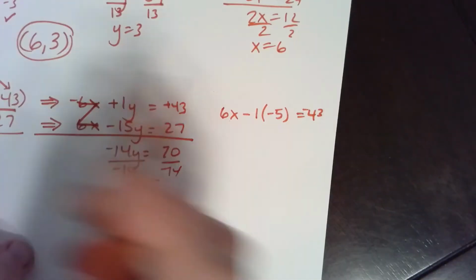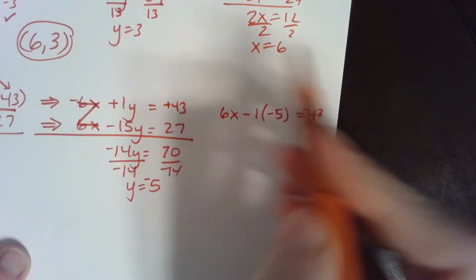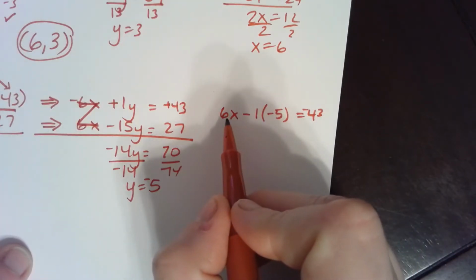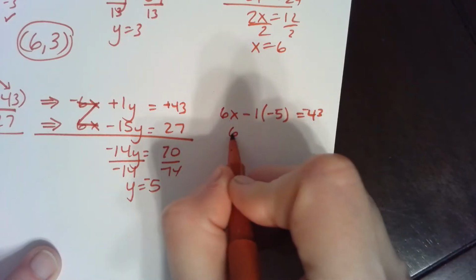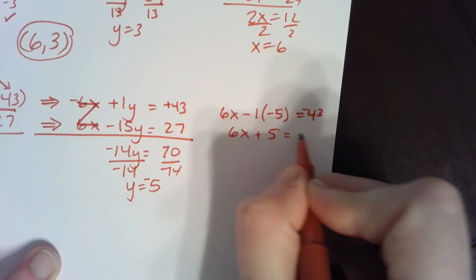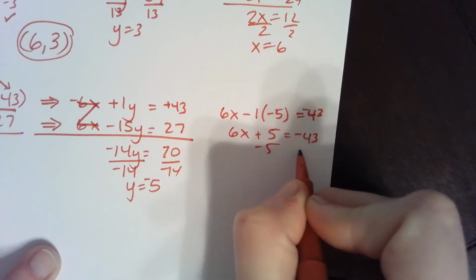All right, so 6x minus 1y equals negative 43. 6x minus 1 times negative 5 should equal negative 43. 6x plus 5 equals negative 43. I'm going to subtract 5 from both sides.